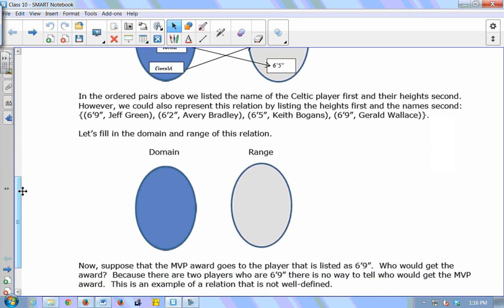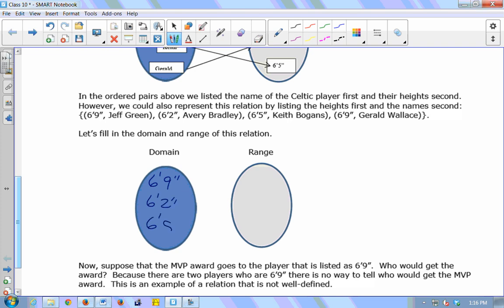So in these ordered pairs, we listed the name of the Celtics player first and the height second. But we could also represent this relation by switching them. I could put the heights first and the name second. So I would have 6'9", Jeff Green, 6'2", Avery Bradley, 6'5", Keith Bogans, and 6'9", Gerald Wallace. And I want to fill in the domain and the range. So my domain now is the set of all first coordinates, all the x's, the first entry in each point, which would be the heights, right? 6 feet 9 inches, 6 feet 2 inches, and 6 feet 5 inches. And I don't have to write the 6 feet 9 inches twice, just put it once.